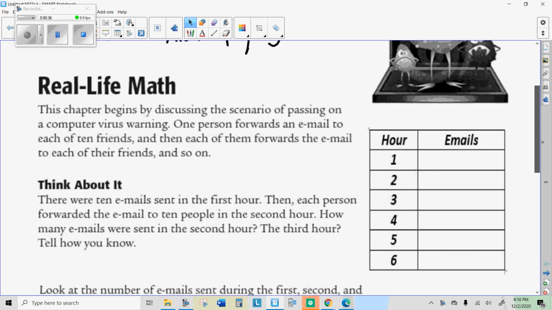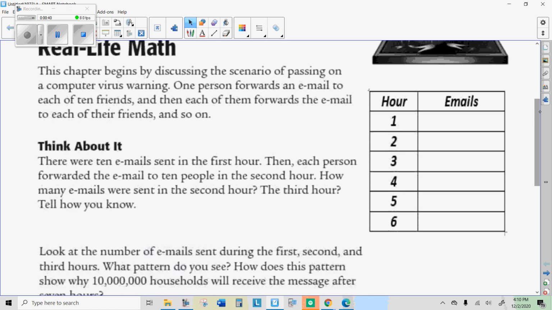Anyway, this first example is an example of an exponential situation. There were 10 emails sent in the first hour. You probably know that if you're not careful with opening emails from people that you recognize in your organization, it's possible for those emails to carry a virus. Let's say a person was not very careful and sent these 10 emails to friends because they thought it was a cool thing. And then each person forwarded that email to 10 people the second hour.